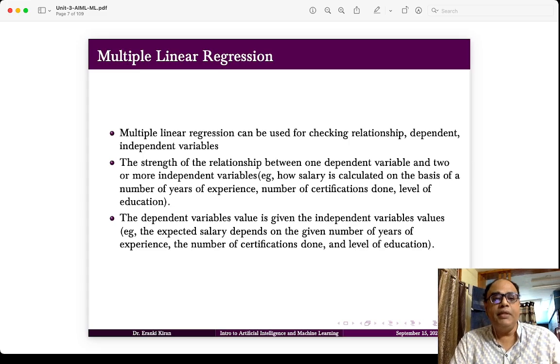So the dependent variable's value is given by the independent variable values. So the expected salary will most likely depend on the number of years of experience along with the qualifications of the employee. So in problems like this, we have to consider more than one criterion, more than one independent variable, as a factor before we determine what factors are contributing to the salary of an employee.